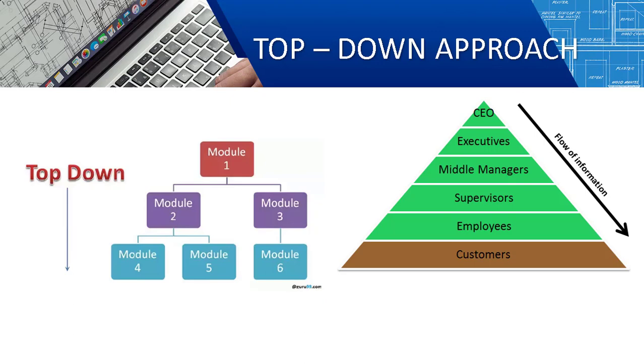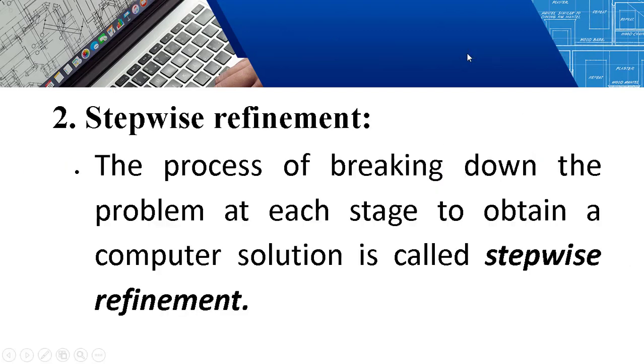Here you can see an example. The flow of information goes from the top level to the bottom level. That is, the information is moved from the CEO to executives, then to middle managers, then supervisors, then employees, and then to the customers. The flow of information is from top to down. So this type of approach is called the top-down approach.